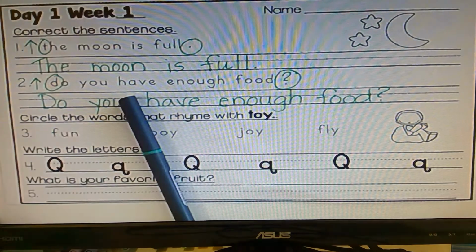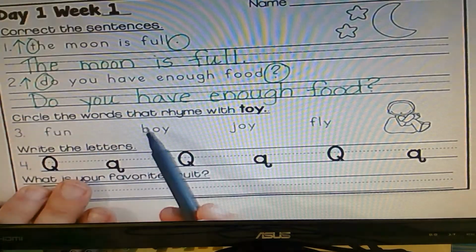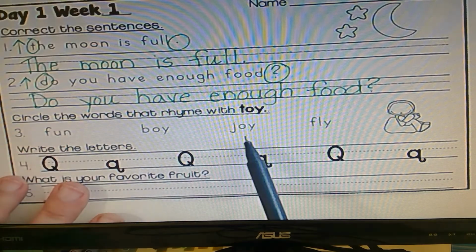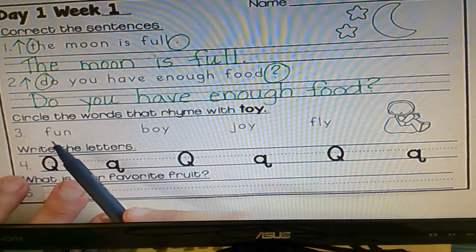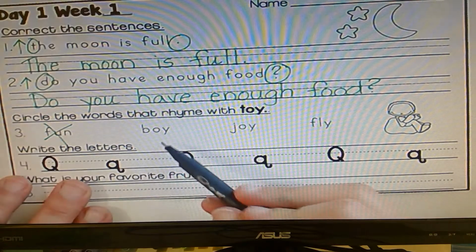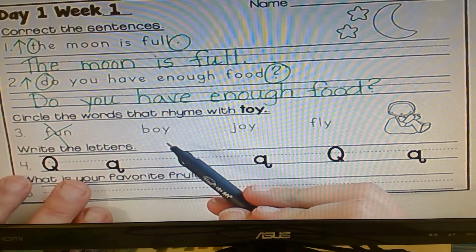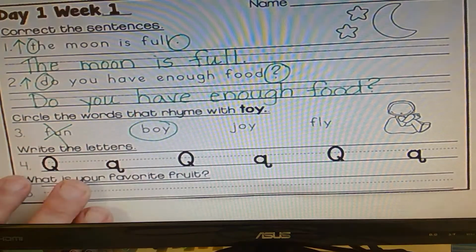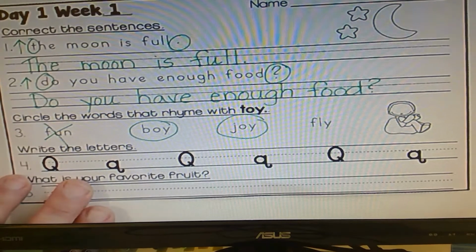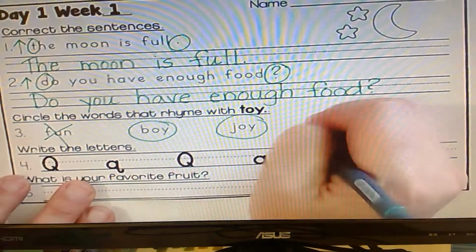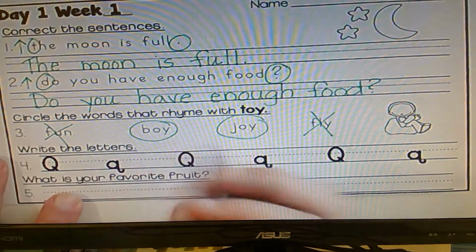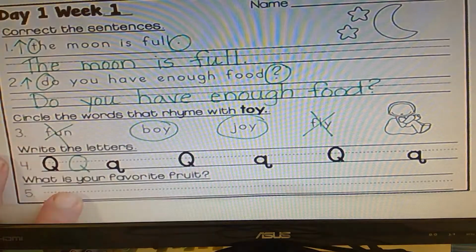All right, circle the words that rhyme with toy. So for number 3, fun, boy, joy, fly. Does fun rhyme? No. Fun, toy doesn't rhyme. Boy, toy, do those rhyme? Yes, you circle it. Joy, toy, yes. Fly, toy, no. Now number 4 is just handwriting practice. Do your neatest handwriting for the letter Q.